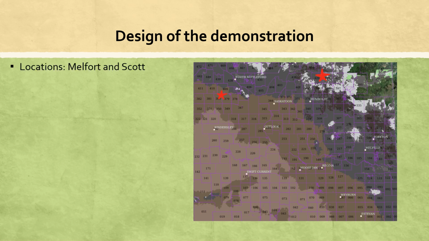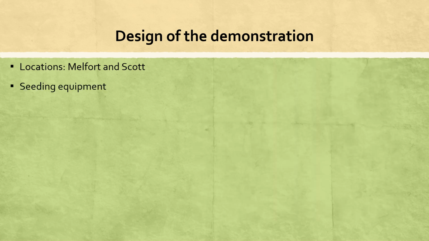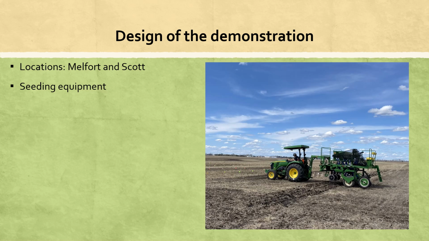Scott, on the other hand, was in the dark brown soil zone, what you'd see that red star on the left of the map there, on silty loam soil with 4.4% soil organic matter and a pH of 5.4 in that top 6 inches. Now both sites were seeded with a Fabro plot seeder with knife type openers. However, they varied in seeding row spacing, with Melfort on 12-inch rows and Scott on 10-inch rows.